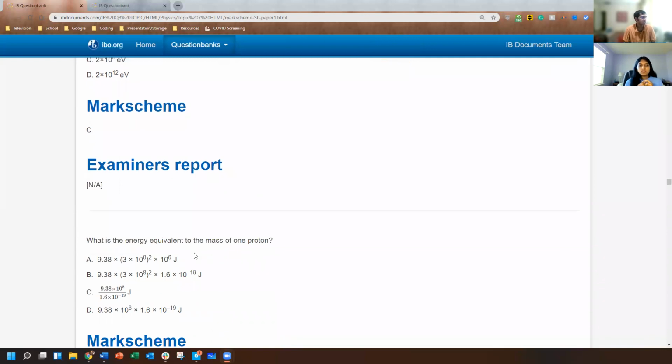What energy is equivalent to the mass of 1 proton? So that's just E equals mc squared, right? So we need the mass of the proton times c squared. The mass of the proton is 1.673 times 10 to the negative 27 kg. But I don't think that's anywhere on.